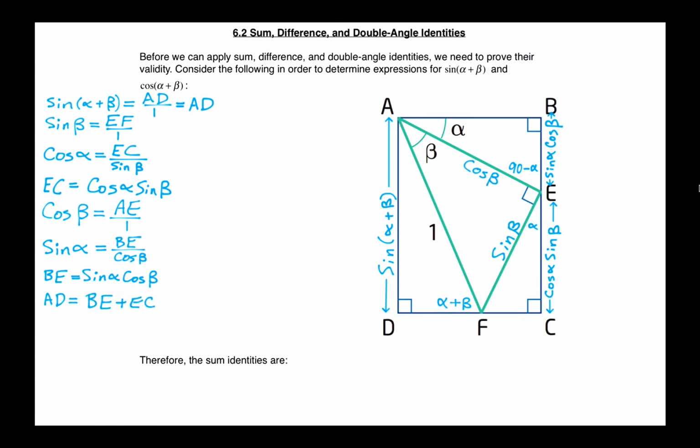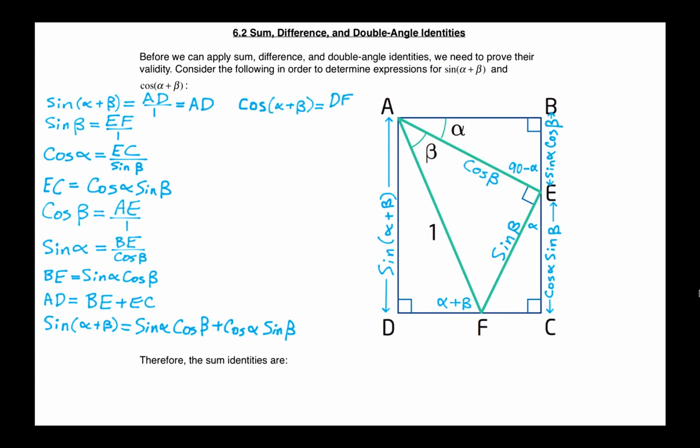Now, the side AD is opposite to the side BC, and opposite sides in a rectangle are equal to each other. So BE plus EC would be equal to AD. And so for that reason, sine of alpha plus beta is equal to sine alpha cos beta plus cos alpha sine beta. And this is the addition identity for sine.